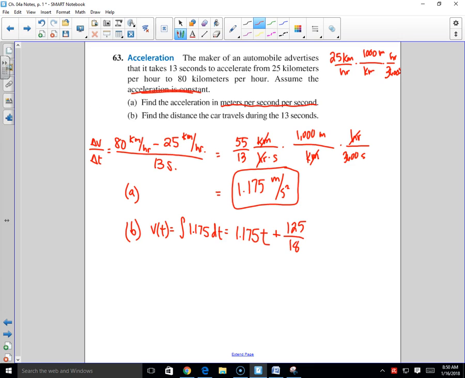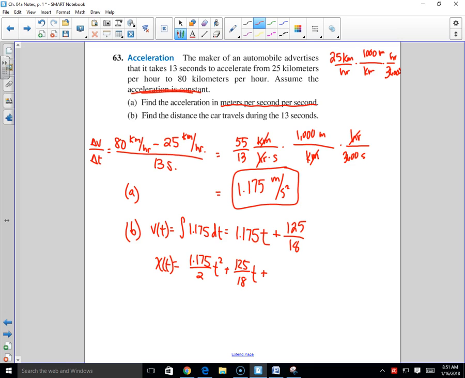Okay. How do I get to position then? Go again. So I have 1.175 all over 2 t squared plus 125 all over 18 t. What's my initial position? Pat, it'd be helpful to have you right now. We're talking about a car that can go from 25 kilometers per hour to 80 kilometers per hour in 13 seconds. We're curious as to what we would make the initial position when trying to find our position formula. 0?